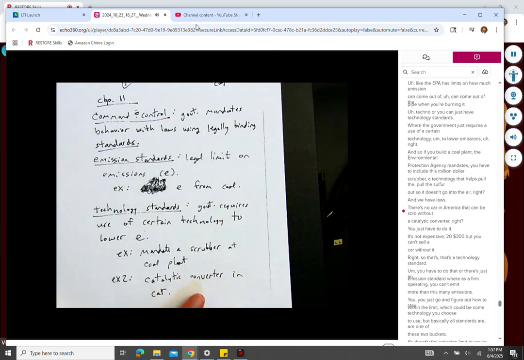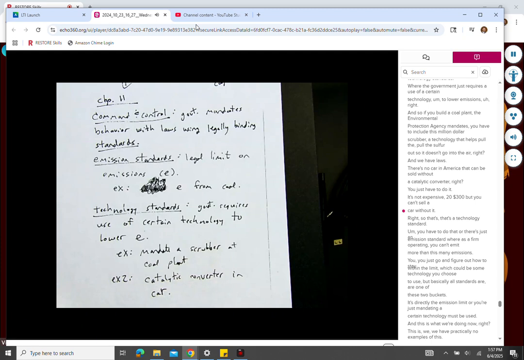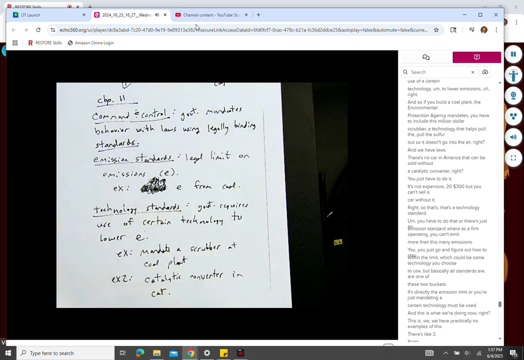Right, and we have laws. There's no car in America that can be sold without a catalytic converter. You just have to do it. It's not expensive, $200 or $300, but you can't sell a car without it. So that's a technology standard. You have to do that.